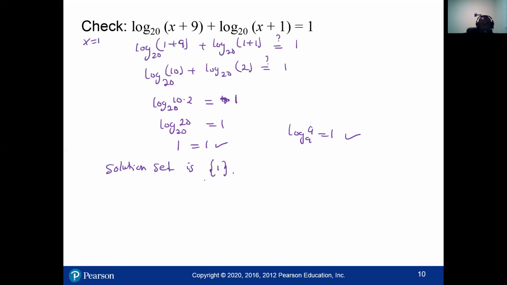If I didn't find the domain first, after getting the solutions I would have to check both negative 11 and positive 1, and you would see that one of them is extraneous. It is easier if you get the domain, because it eliminates one of them entirely, and you don't have to check both. You check just the one that satisfies the restriction.